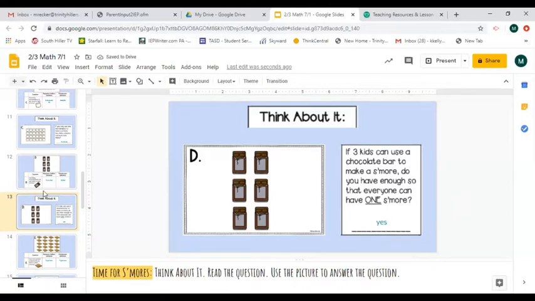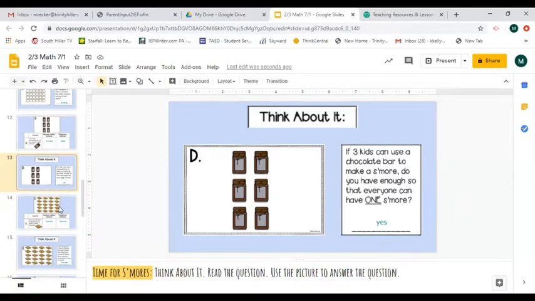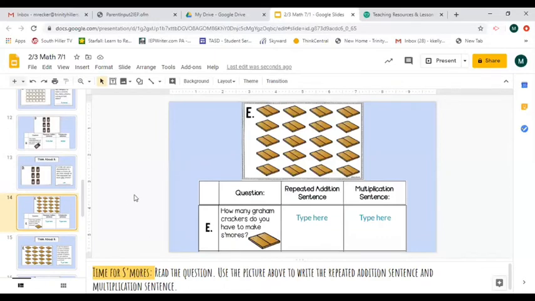Now let's see if we have enough graham crackers. How many graham crackers do you have to make s'mores? Go ahead and count how many graham crackers are up there. Think of your repeated addition sentence and your multiplication sentence.